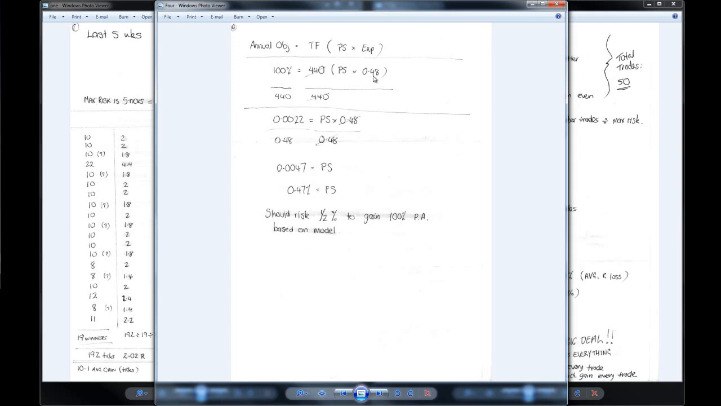Now, just a matter of algebra. First of all, let's get rid of trade frequency, so we divide both sides by 440. So 100%, or 1, divided by 440 equals 0.0022.